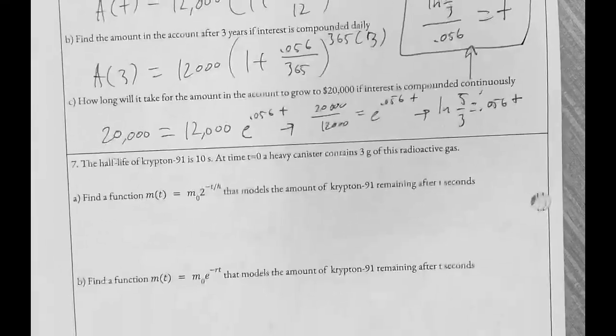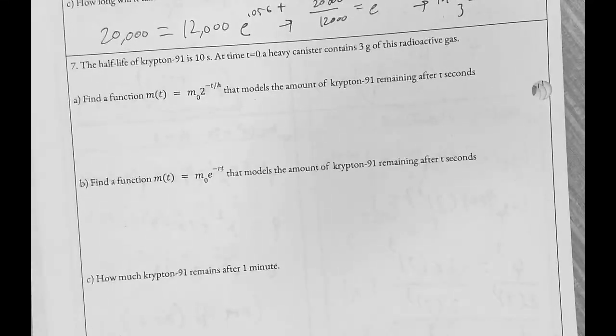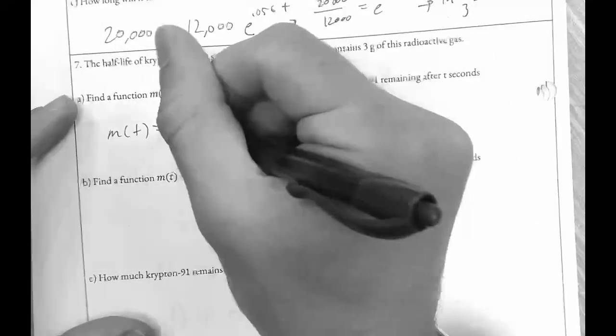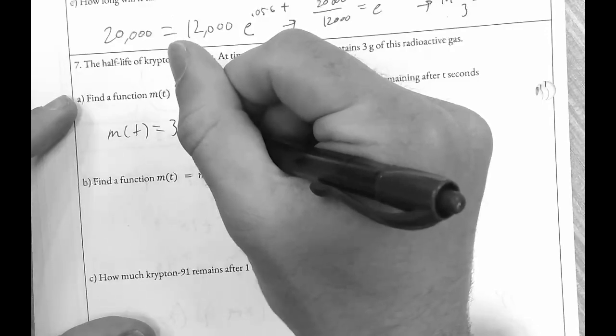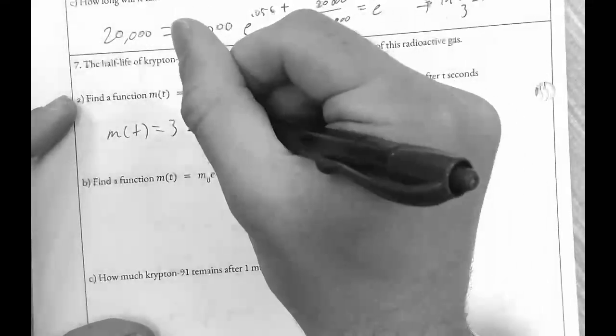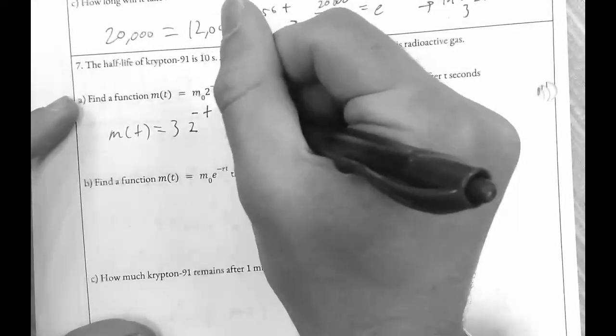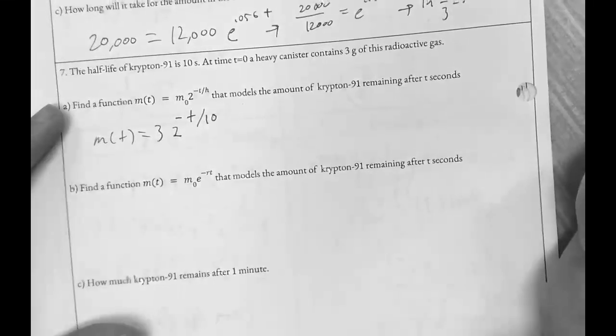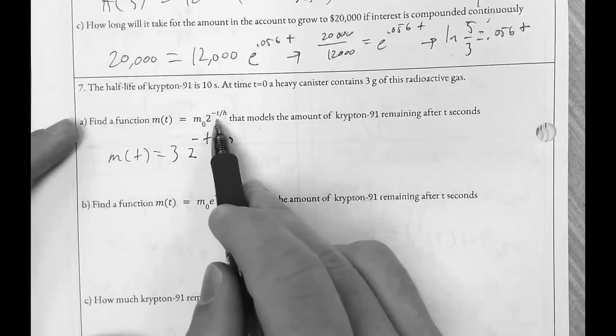All right. Now we got the applications. 7, half-life Krypton 91 is 10 seconds. At time t equals 0, a heavy canister contains 3 grams of this radioactive gas. Find a function m of t equals m naught 2 to the negative t over h that models the amount of Krypton 91 after t seconds. So we have m of t equals the starting amount, which is 3 grams, times 2 to the negative t divided by 10 seconds. One thing important is that the units of t and the units of h need to be the same.